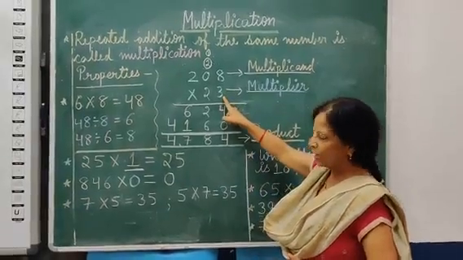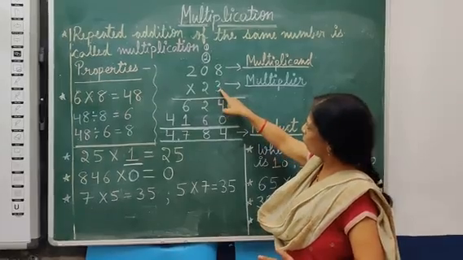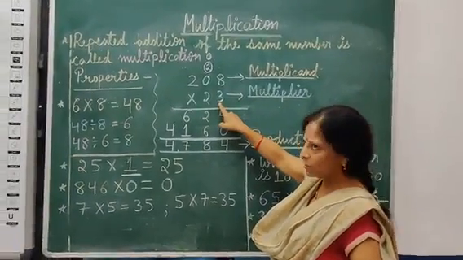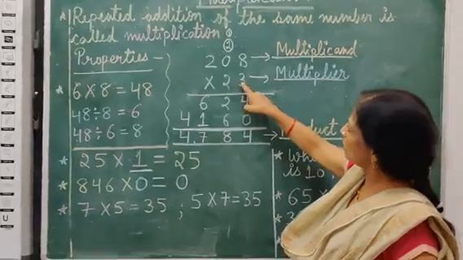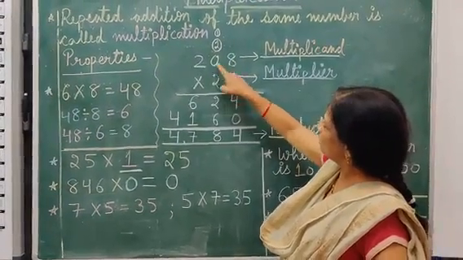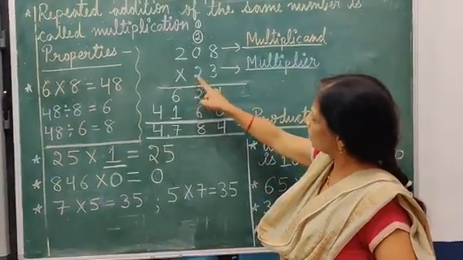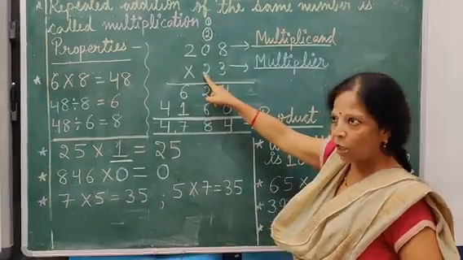First we have to multiply by the number which is in the ones place. So which number is in the ones place? 3. So first you multiply by this 3. 3 times 8, then you multiply 0, then you multiply 2. You write it here. Now second, in the second step, you are going to multiply by 2.